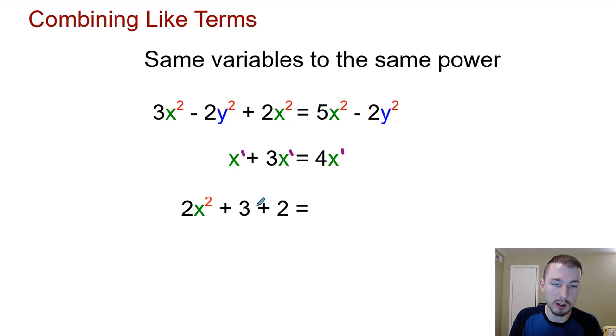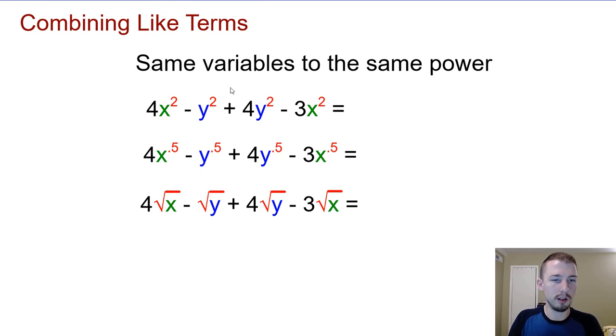Technically you can think of a constant as anything to the 0th power, because anything to the 0th power becomes 1, and so, well, whatever. So it's got the same power of 0 and the same variable of x, and so those are constants basically. And so we can add them together, and that will give us this thing. All right, 2x squared plus 5.